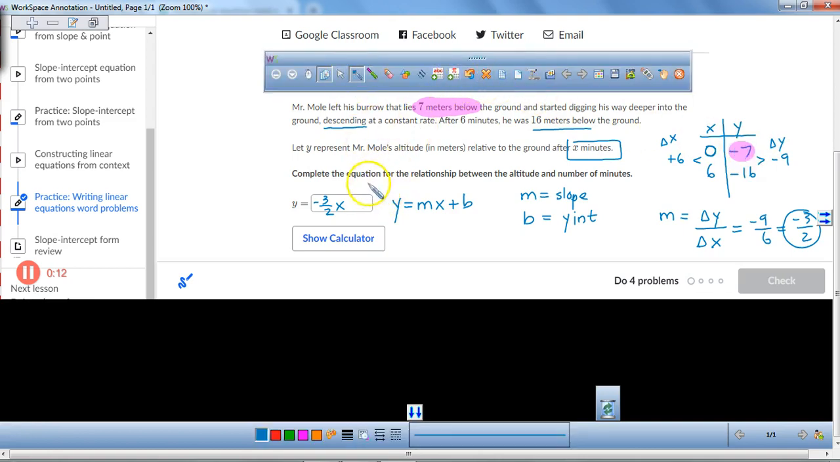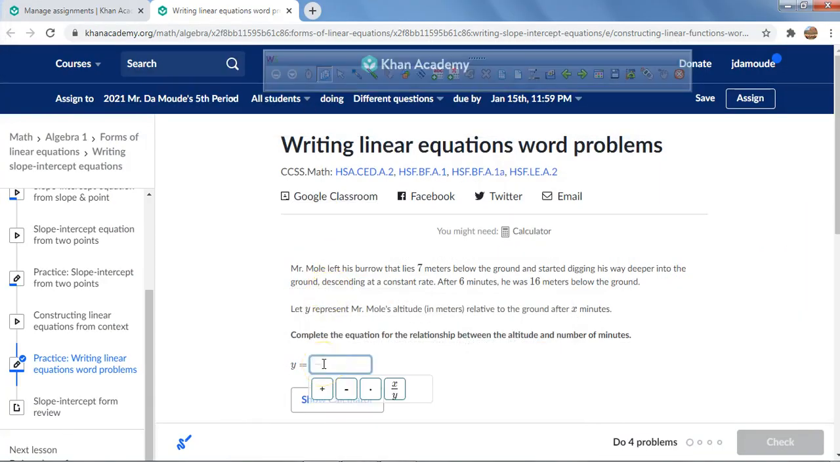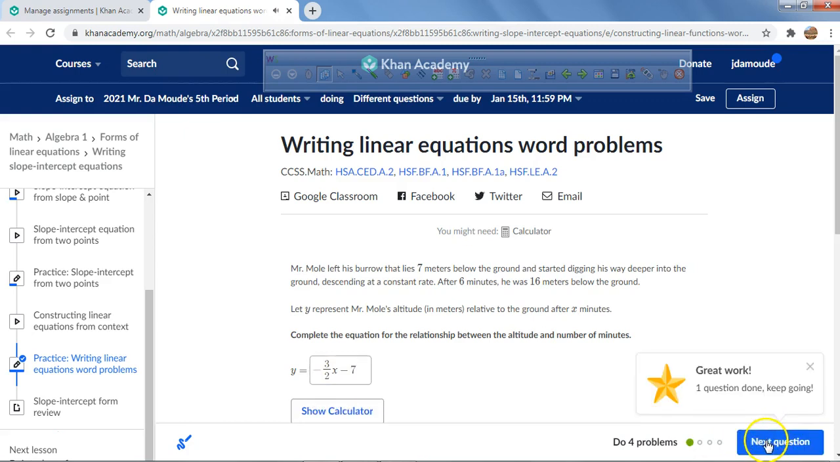So I'm just going to put -7. Okay, cool, I'm done. I found my slope. They gave me the y-intercept, so that's all we need. So I'm going to put -3 divided by 2 x minus 7. So see if that works. Hey, we got one right.